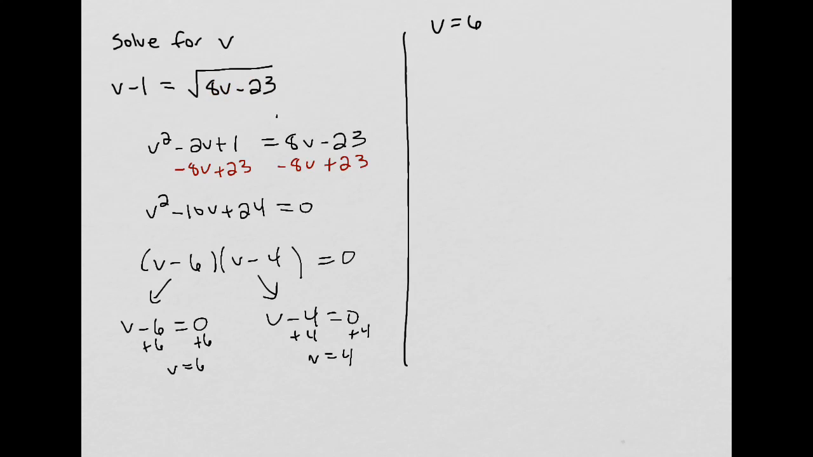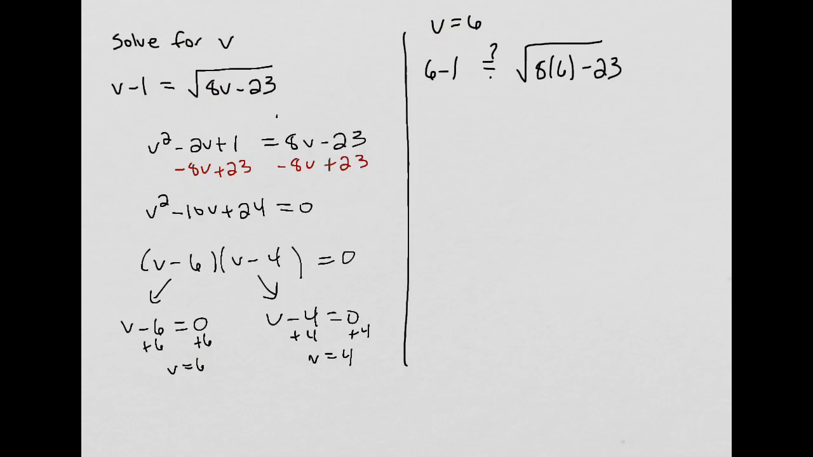Okay, so I've just pulled the original equation over, and now I want to check my solution. The first one I want to check is v equals 6. So I'm going to take 6 and stick it in for my v's. If I do that on the left-hand side, I get 6 minus 1 equals, and really I don't know if they're equal, so I'm going to put a question mark through it for right now. On the other side, I get 8 times 6 minus 23.